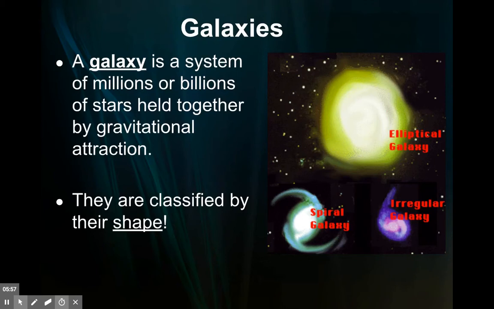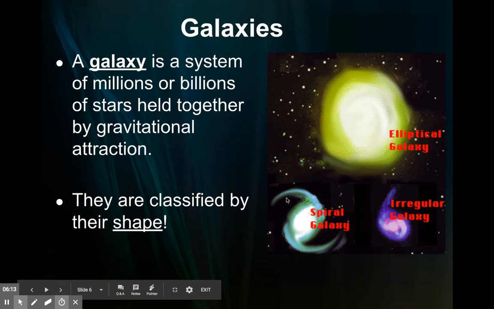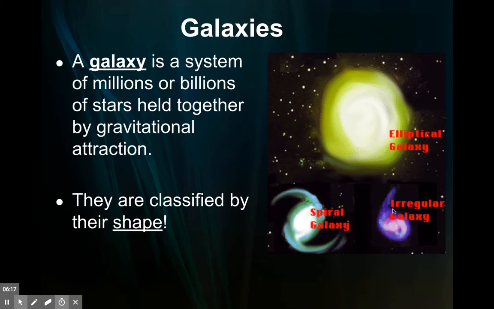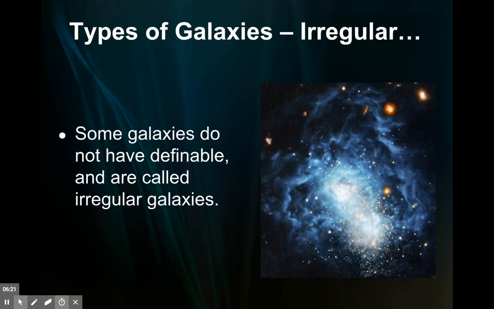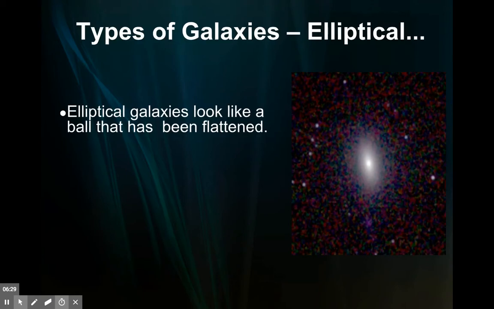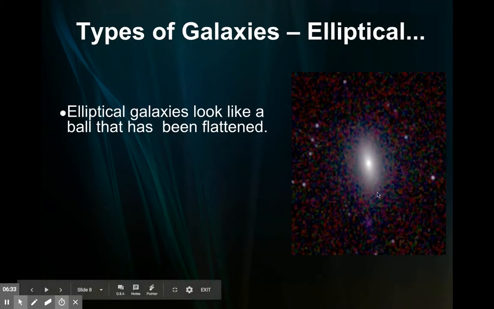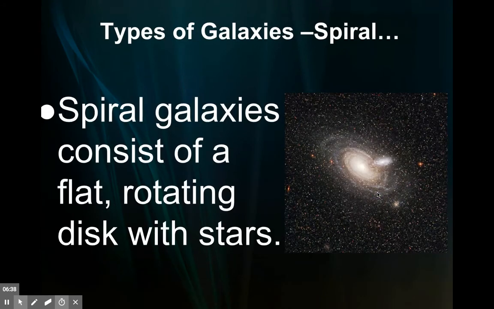Galaxies are classified by their shape. Okay, we have 3 different shapes that we're going to be focusing on. There are others that we're not focusing on. Elliptical, I always call it the egg. Spiral, it has these arms extending from it. And then irregular, it has no definitive shape. So just to recap those, irregular, no definable shape. It's not a spiral and it's not an elliptical. Elliptical, I call it the egg. So this is an example of an elliptical galaxy. Spiral galaxies consist of a flat rotating disk with stars. All right. So it has these arms extending from it, kind of swirling out. So we have 3 types: irregular, elliptical, and spiral.